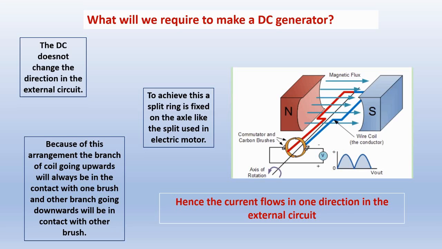Because of this arrangement, the branch of the coil going upwards will always be in contact with one brush, and the other branch going downwards will be in contact with the other brush. That is, one side of the coil will be in contact with one brush and the other side of the coil will be in contact with the other brush, and due to this arrangement the current will flow only in one direction and it won't change its direction. So a split ring is used to make a DC generator.